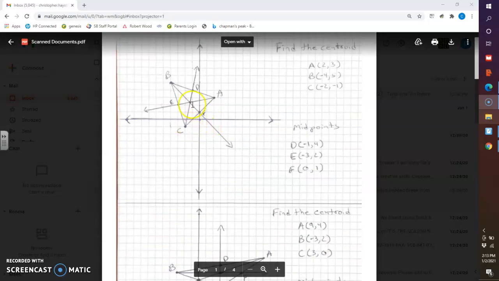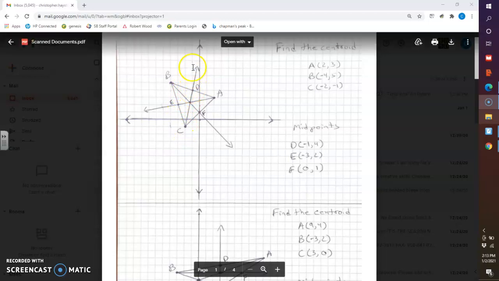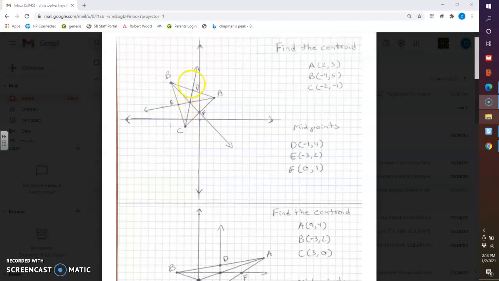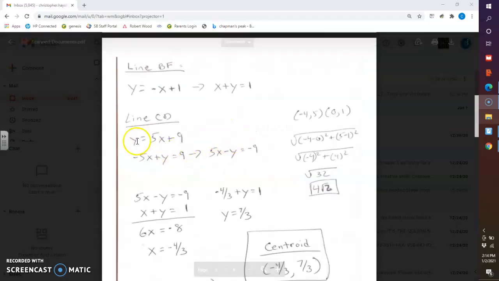Now if I go to my line CD, that has a slope of 5. If I keep going up another 5 and over 1, I end up with the y-intercept of 9. So here we have a slope of 5, up 5 over 1, up 1, 2, 3, 4, 5, over 1. My y-intercept is 9. So the equation of this CD line, or the median coming from vertex C, is y equals 5x plus 9. I subtract 5x on both sides, and I multiply everything by -1: 5x minus y equals -9.